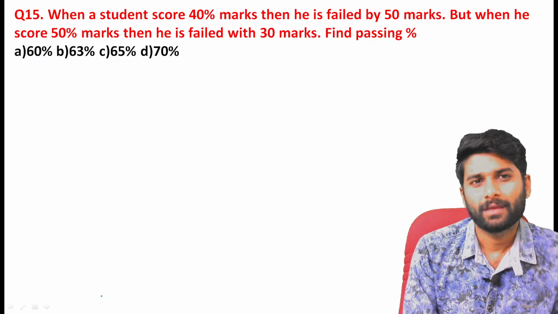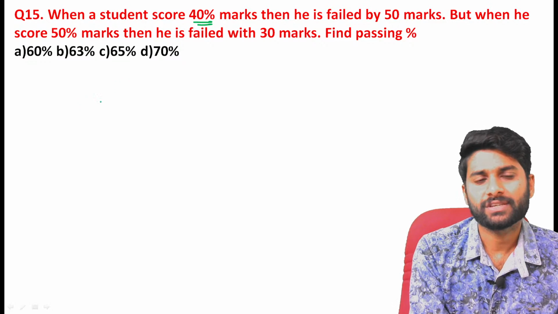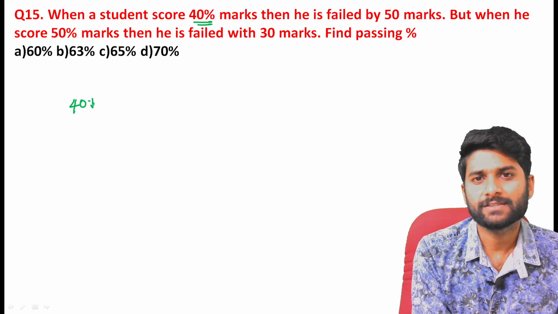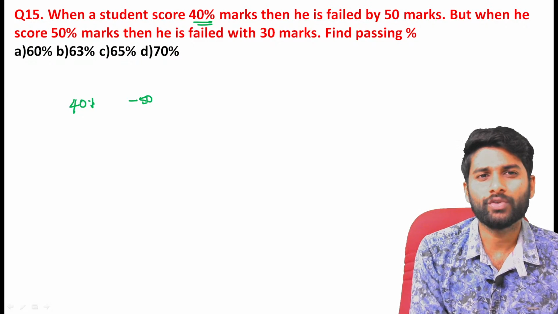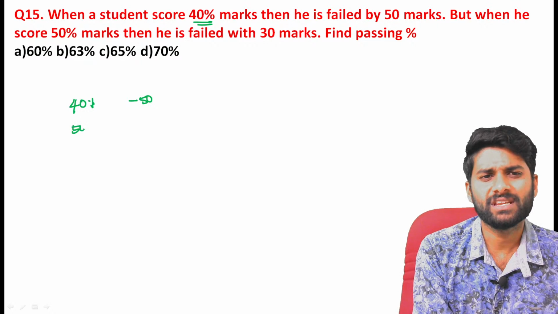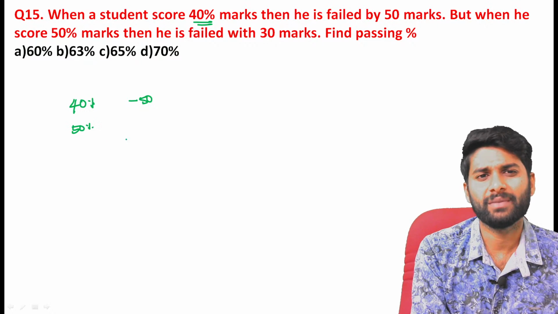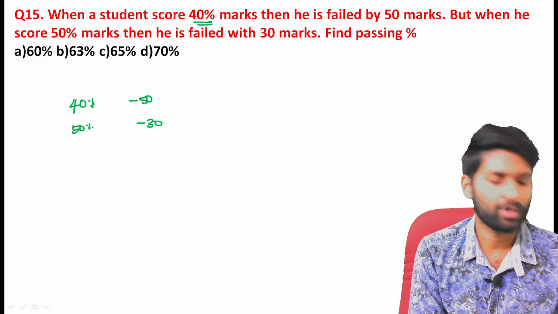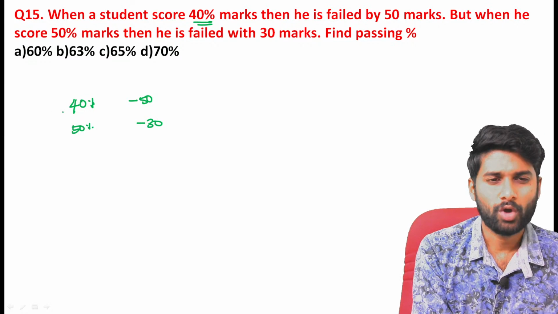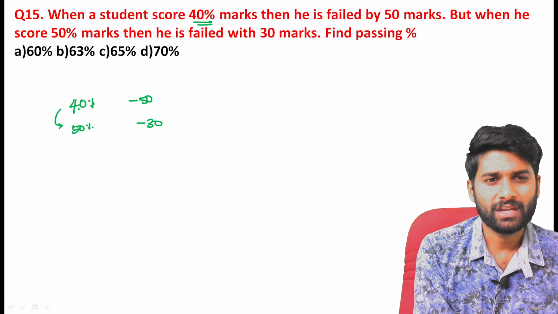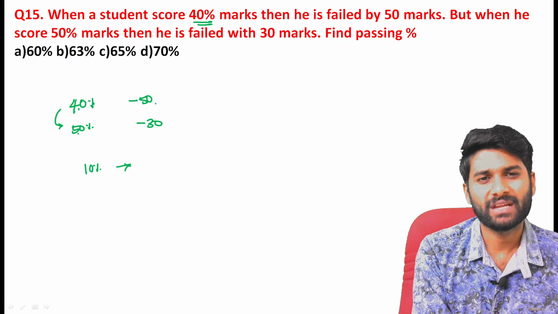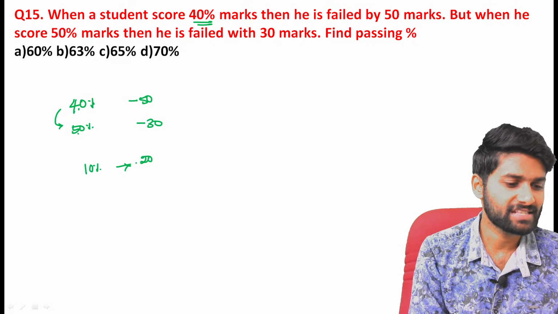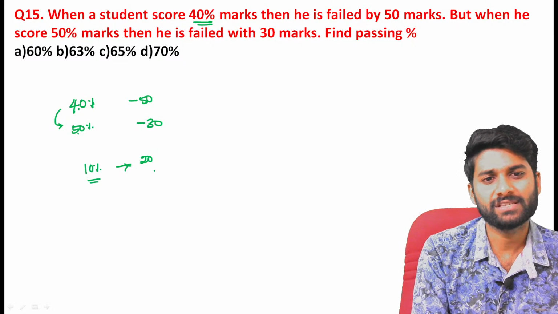Now same model. When a student scores 40 percentage, he failed by 50. But when he scored 50 percentage, still he failed by 30. Now what is the pass percentage? Now see, how much has it increased, guys? 40 becomes 50, it increases by 10 percentage. Now the difference between these two values becomes 20. The difference between the values is exactly equal to 20. Now 10 percentage is equal to 20.